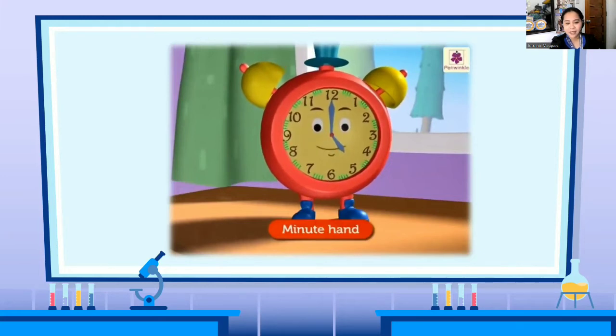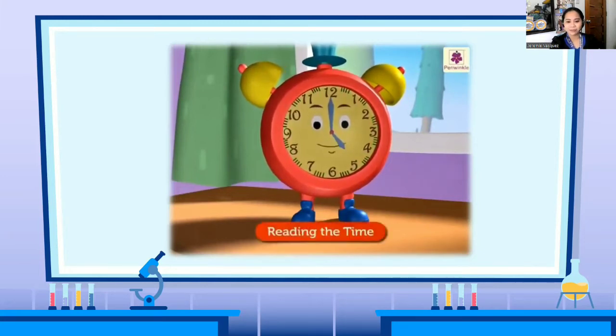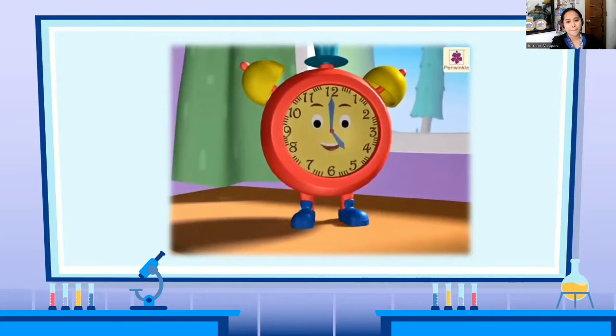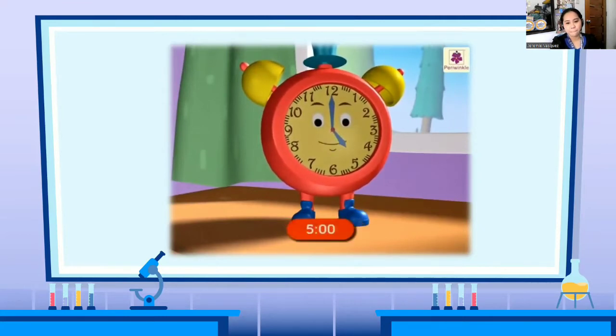It shows the minutes. Listen carefully, students. Come, now I will teach you how to read the time. See, my hour hand is on 5 and the minute hand is on 12. This means the time is 5 o'clock. We read it as 5 o'clock. We write it as 5, then colon, and then 0, 0.